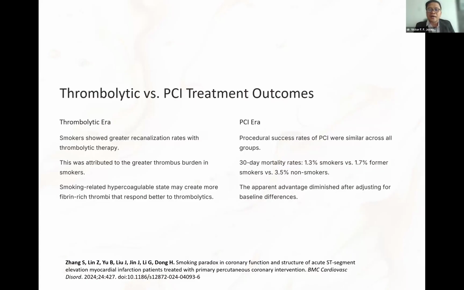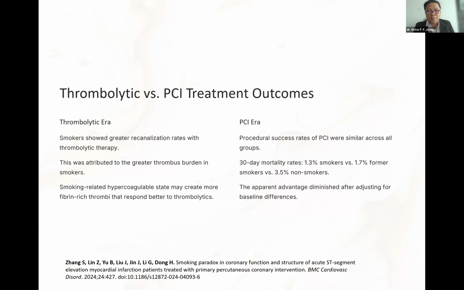And in the PCI era, we look at 30-day mortality rates: 1.3% in smokers versus 1.7% in former smokers versus 3.5% in non-smokers. So we can conclude that the mortality rate in non-smokers is the highest between these three groups.